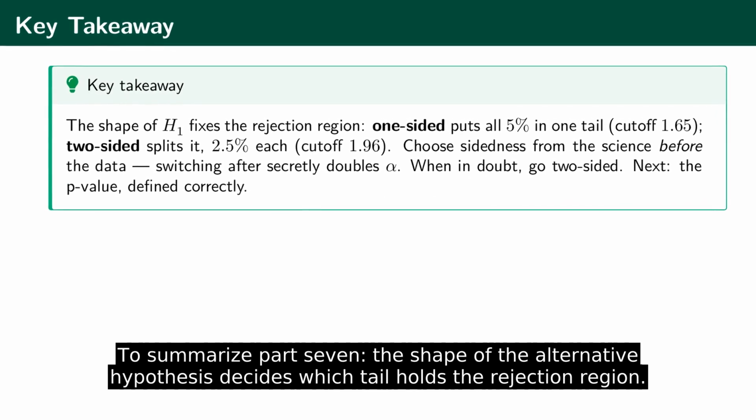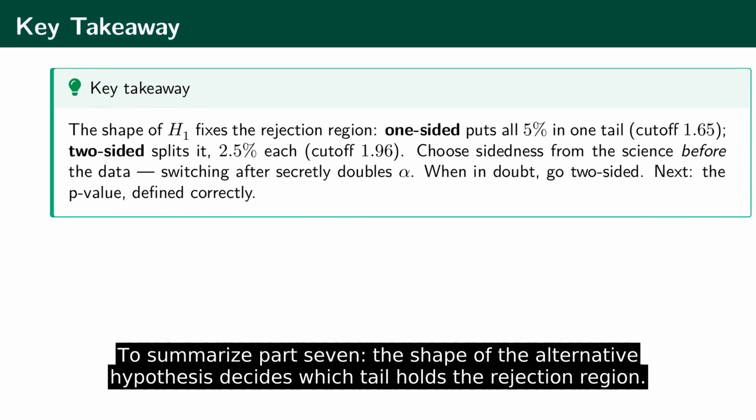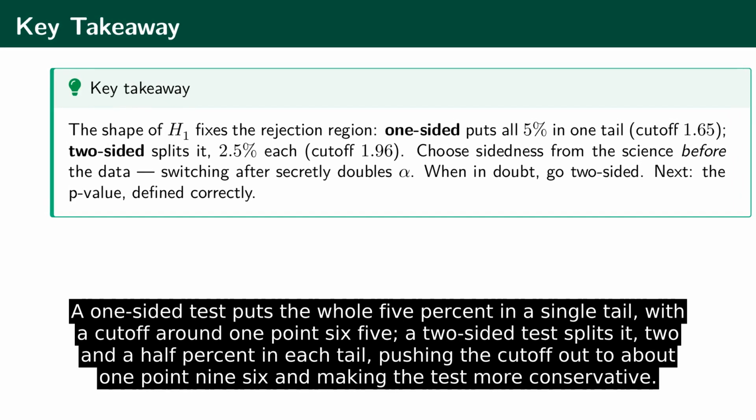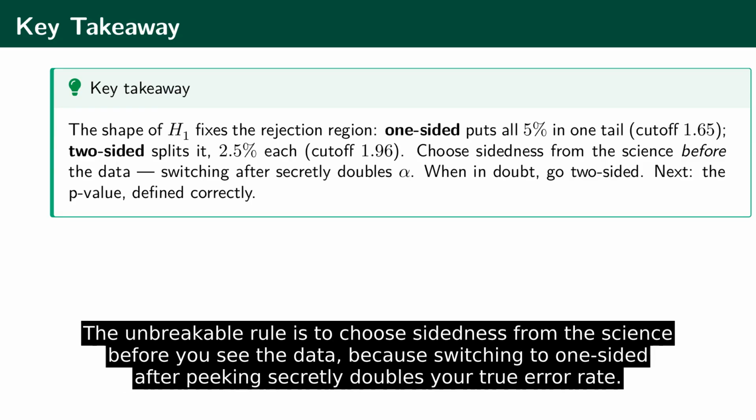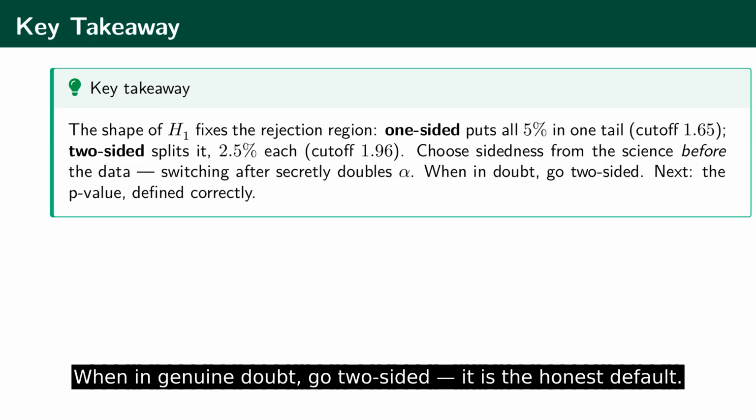To summarize Part 7, the shape of the alternative hypothesis decides which tail holds the rejection region. A one-sided test puts the whole 5% in a single tail, with a cutoff around 1.65. A two-sided test splits it, 2.5% in each tail, pushing the cutoff out to about 1.96 and making the test more conservative. The unbreakable rule is to choose sidedness from the science before you see the data, because switching to one-sided after peeking secretly doubles your true error rate. When in genuine doubt, go two-sided. It is the honest default.